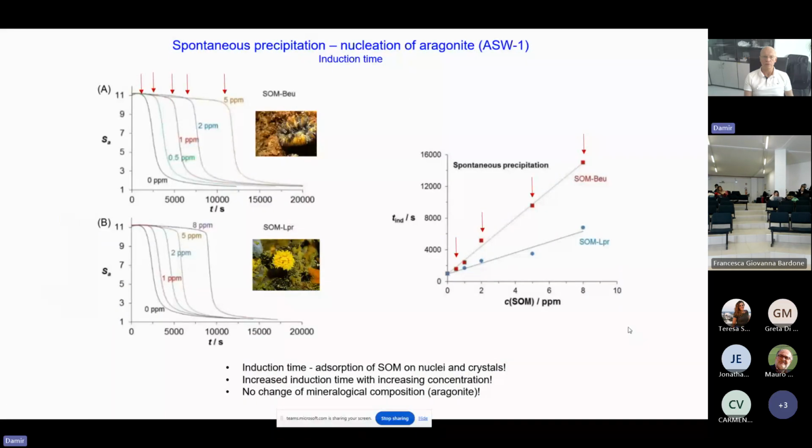Our spontaneous precipitation experiments were performed in a way that we also followed the kinetics. So we follow what happened after a certain period of time, because we want to see if there is any influence on the kinetics of this process in a context of prolongation of starting of precipitation.